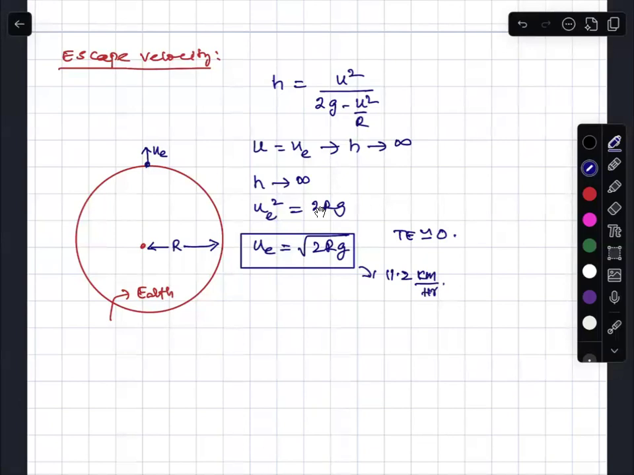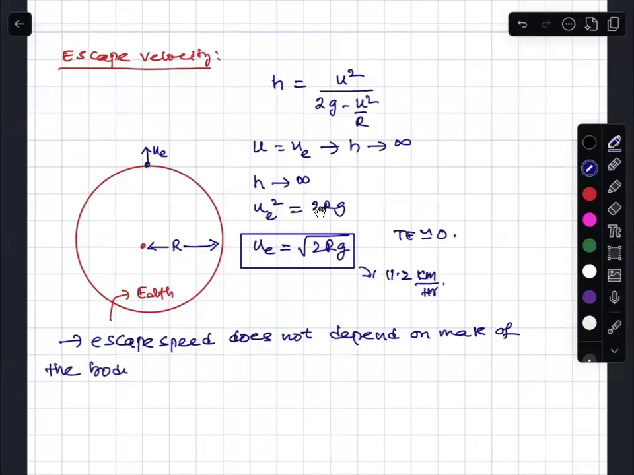So escape velocity, it is independent of what? You just see. Did you notice any relation? Now I am projecting with such a speed where it should never return back. So escape speed does not depend on the mass of the body projected from the surface of the Earth.